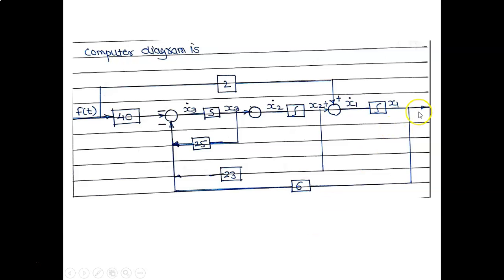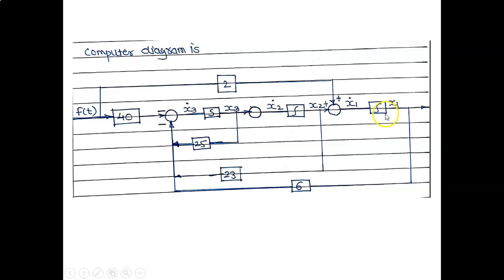Y of t, this is the y of t output. F of t goes through a transfer function to the summing point. Therefore x3 dot, integration of x3 dot is x3, again fed back to the summing point. The output is x2 dot, integration of x2 dot is x2, again fed back to the summing point. Again x1 dot, integration of x1 dot is x1, therefore y of t is equal to x1.